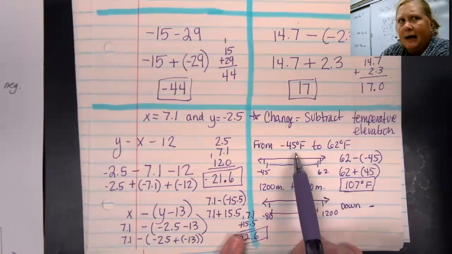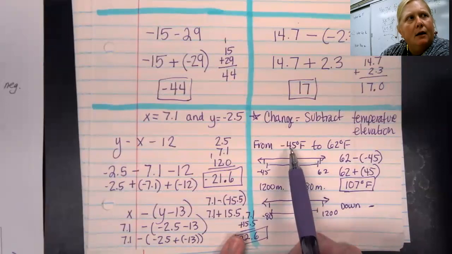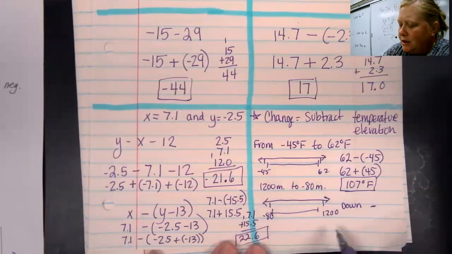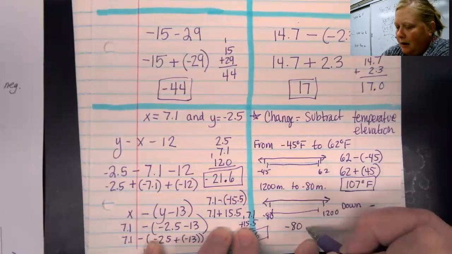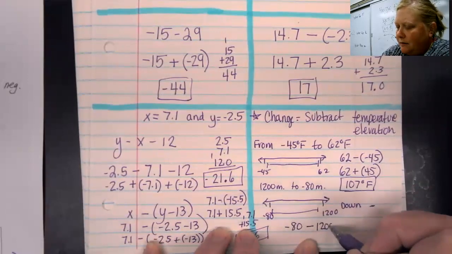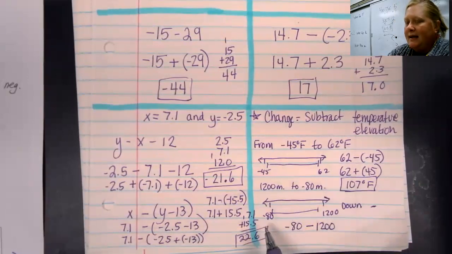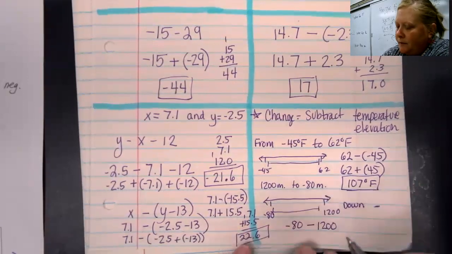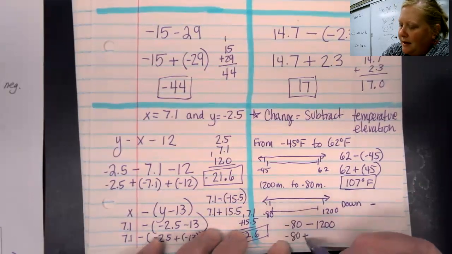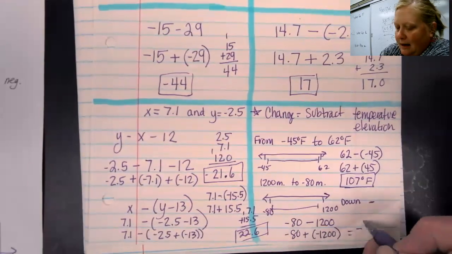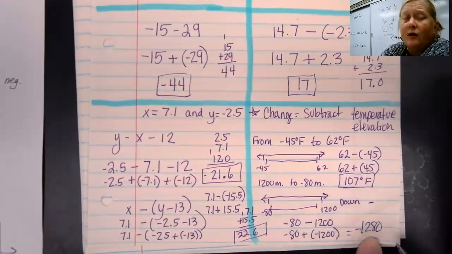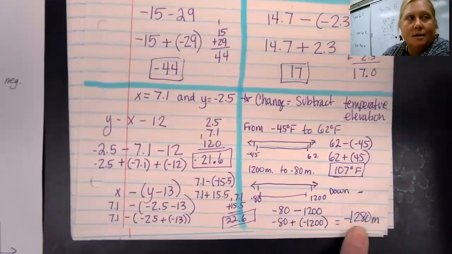How was this? Did I get warmer? Oh yeah, I went up, didn't I? 45. So how would I be able to do this so that I got a negative answer? Well, I'm going to take negative 80 minus 1200, not 1200 minus 80, because that's going to give me a positive answer. So negative 80 plus the opposite, so 1200, gives me a total of negative 1280. And don't forget your units, meters.